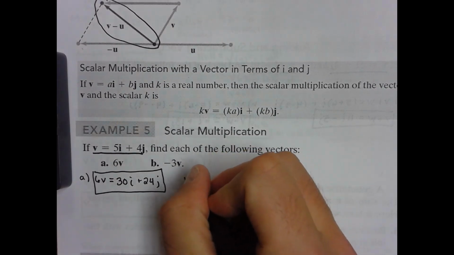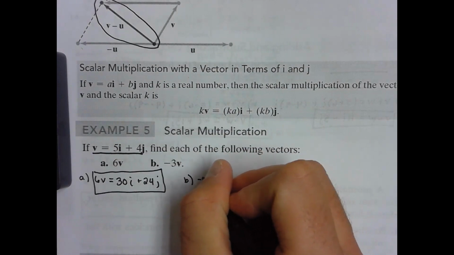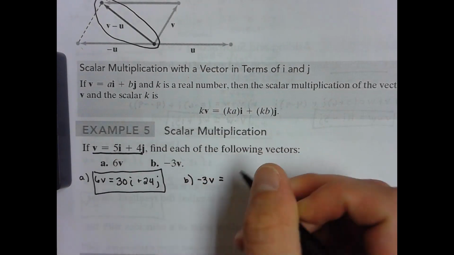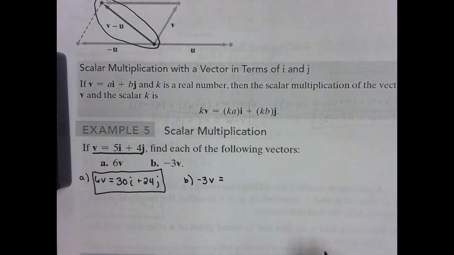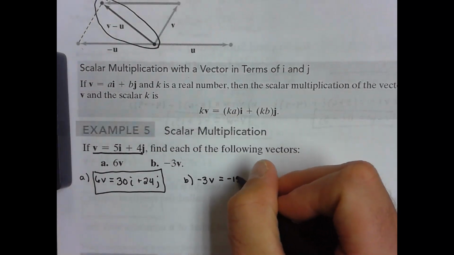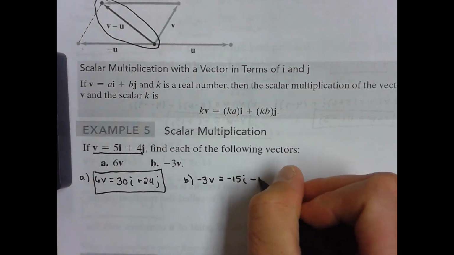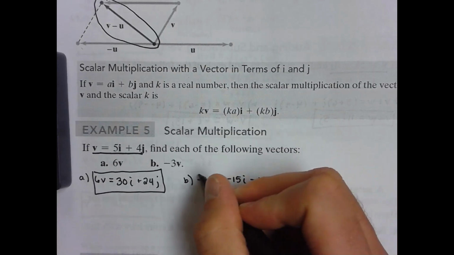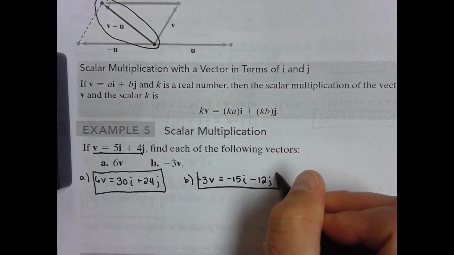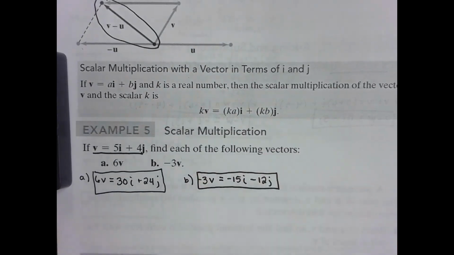B, same idea, but now I'm going to multiply everything by -3. So -3 times vector v makes this -15i minus 12j. No, nothing to simplify.